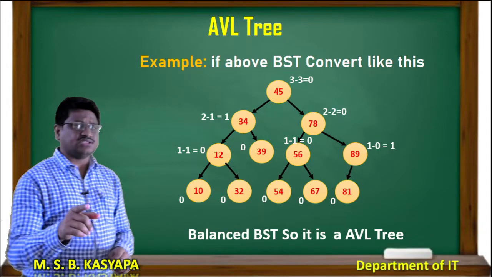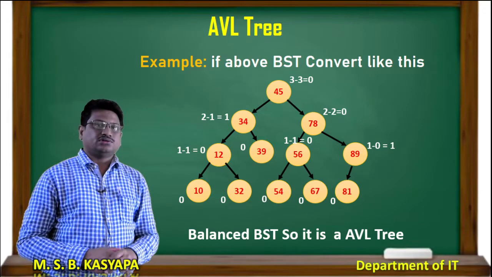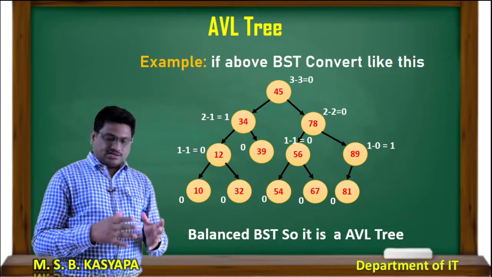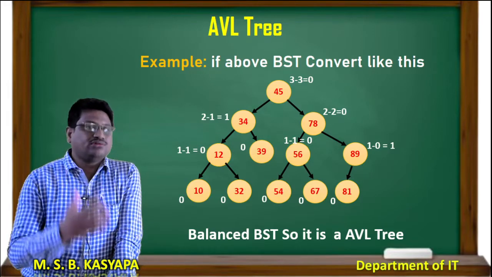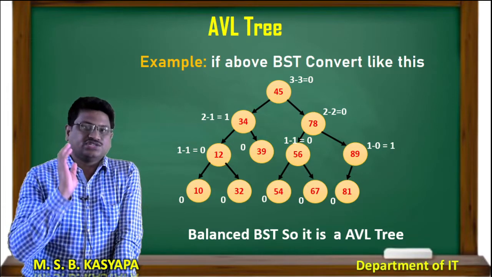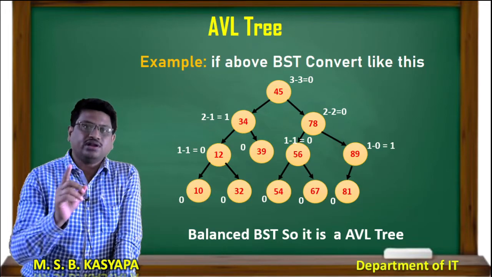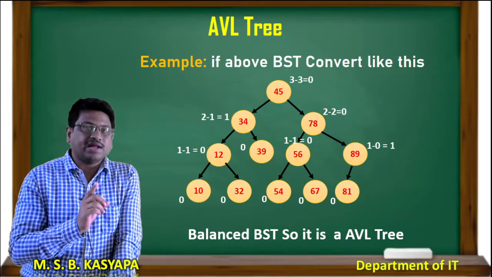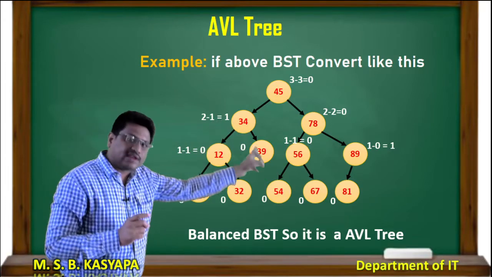If it is a balanced binary search tree, then it is an AVL tree. Okay. So, it is the main theme of an AVL tree. So, for each and every node I have to calculate a balance factor. So, that balance factor must be either 0, 1 or minus 1. How to calculate the balance factor? The height of the left subtree minus the height of the right subtree.